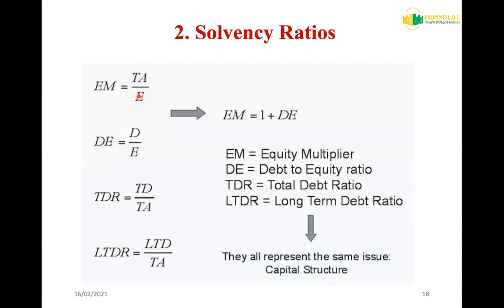The equity multiplier is also known as the leverage ratio or the financial leverage ratio, and it's also one of the three ratios used in our DuPont analysis.